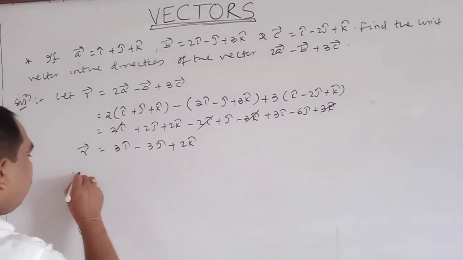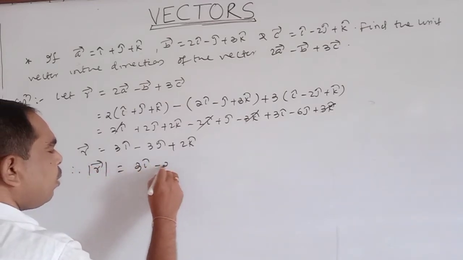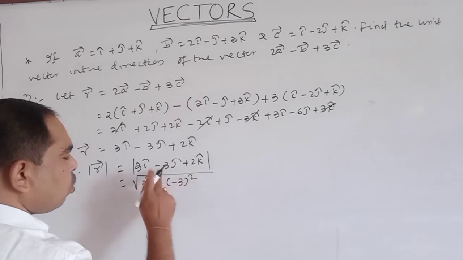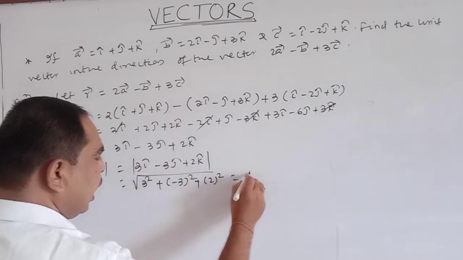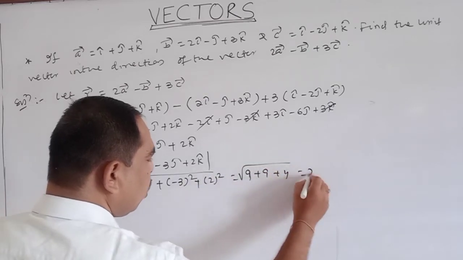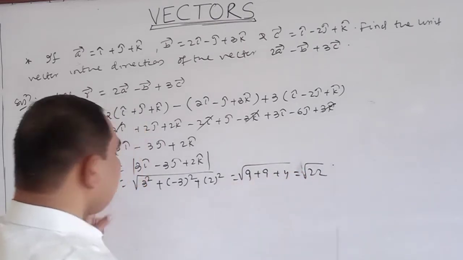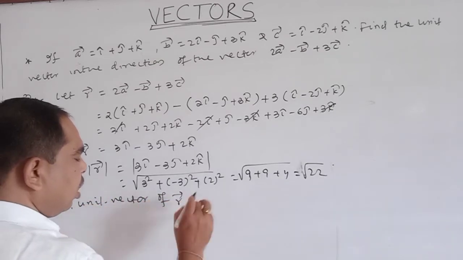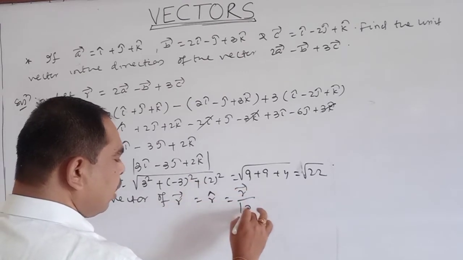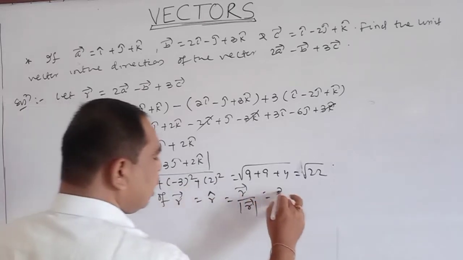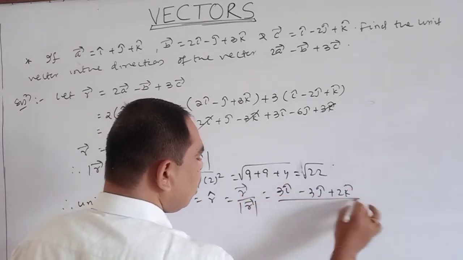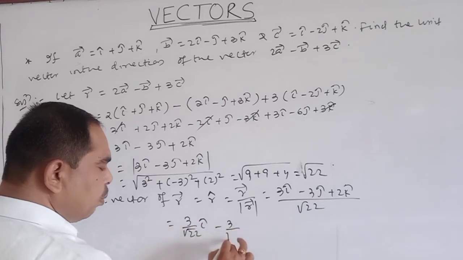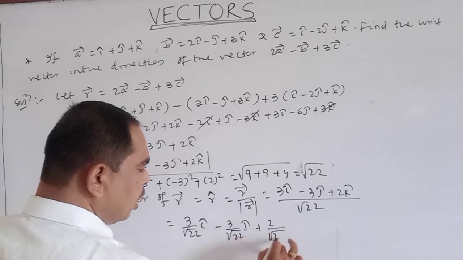R vector is 3i minus 3j plus 2k. Therefore the magnitude of R is the positive square root of 3 squared plus (minus 3) squared plus 2 squared, which is 9 plus 9 plus 4, so root 22. This is the mode of R. Therefore the unit vector of R vector is R cap, equal to R vector divided by mode of R vector, that is 3i minus 3j plus 2k divided by root 22. So it is equal to 3 by root 22 i cap minus 3 by root 22 j cap plus 2 by root 22 k cap.